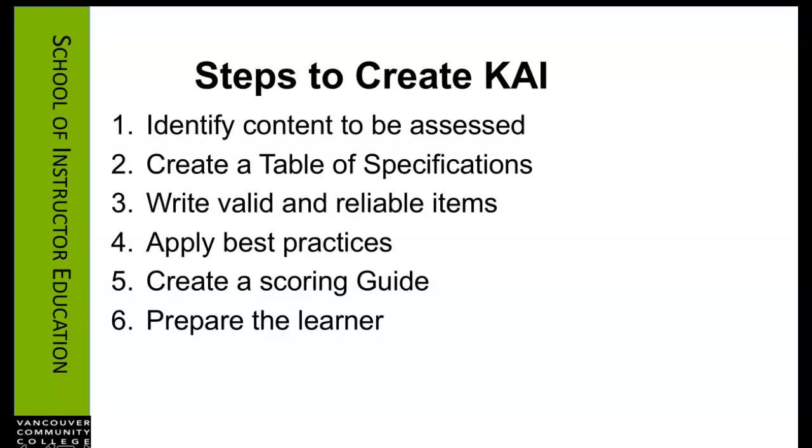Then the second step is to create a table of specifications. This term may be new to you, table of specifications. In my day when I took this course, it was called the blueprint, which basically is an analogy for design. So it helps you design your knowledge assessment instrument. It's a table that includes degree of difficulty, the type of items you're going to put into it. It also helps you determine the length of time that's required to complete this exam.